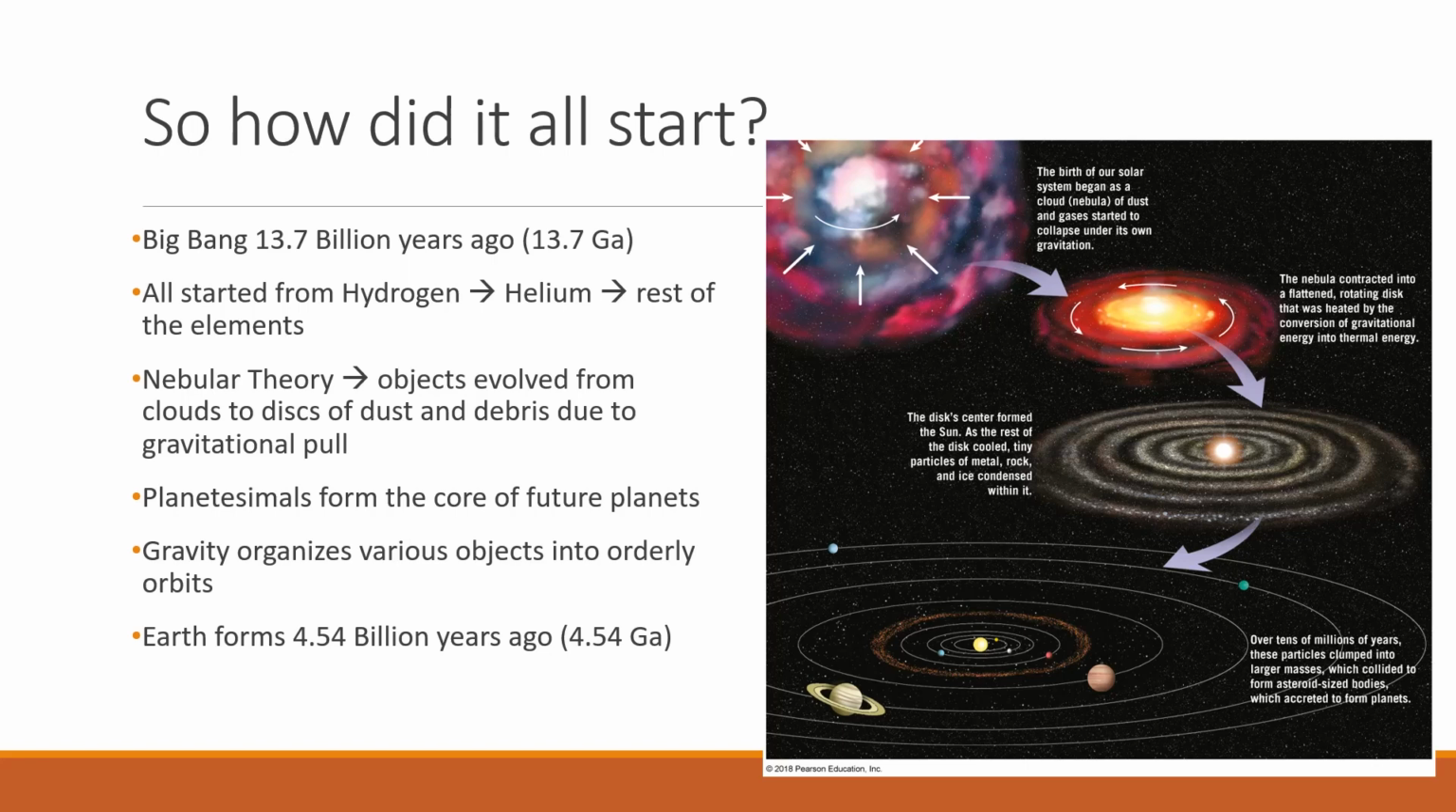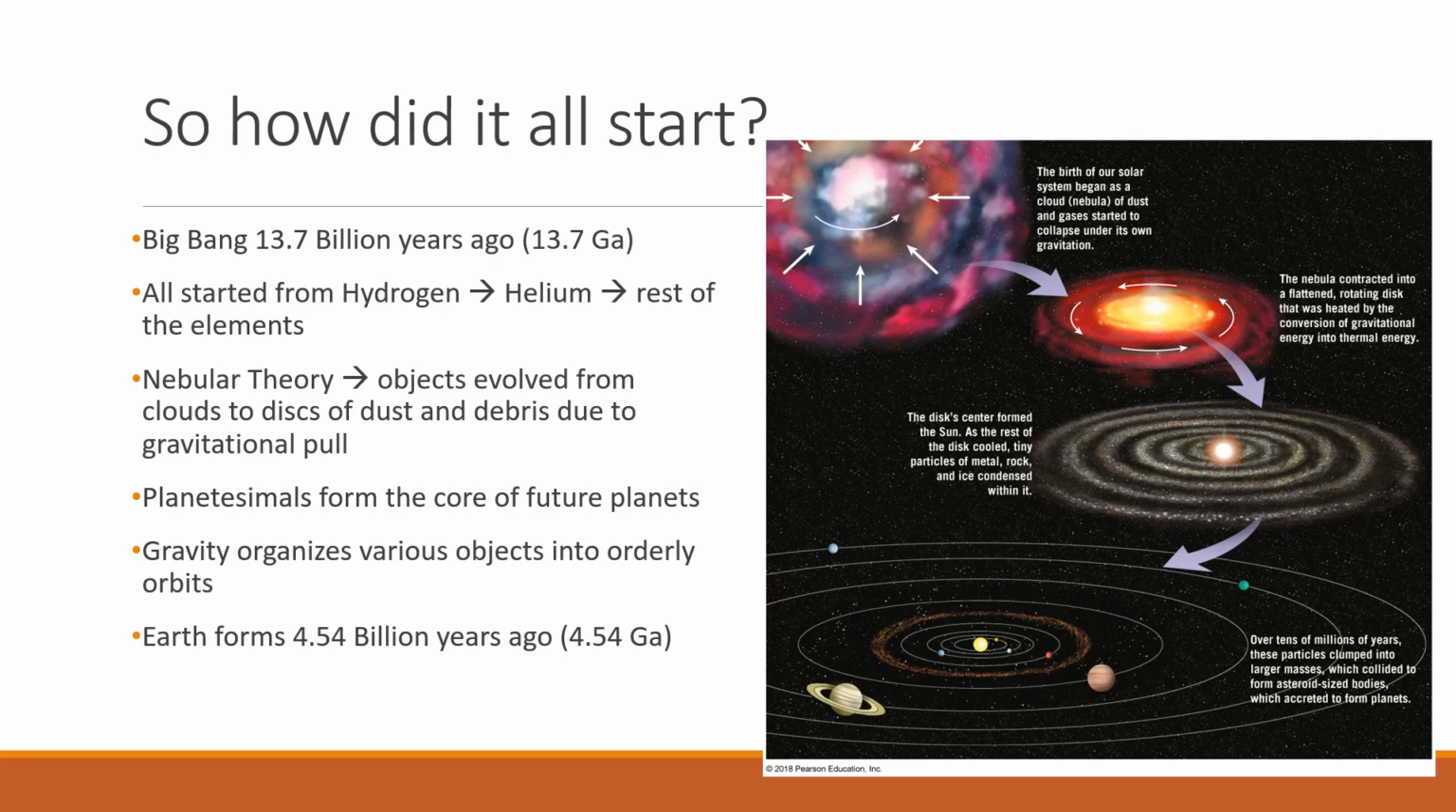Nebular theory is this idea that objects evolved from these clouds, so nebular clouds, to disks that rotated. So these disks of dust and debris would flatten down and rotate, and as they rotate, material starts to pull together from gravitational pulls. So you start to have these rings of material that will continue to condense down into individual objects. So the first objects that form will be planetesimals. These are the cores of our future planets.